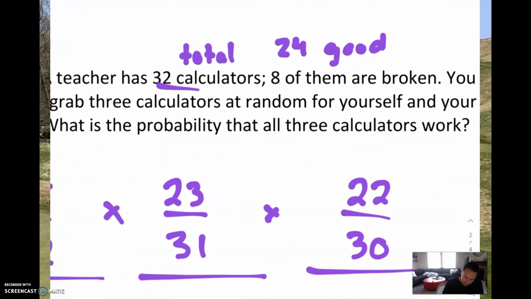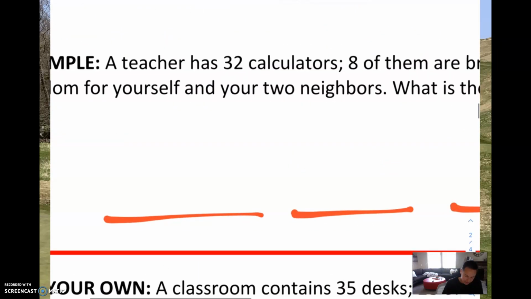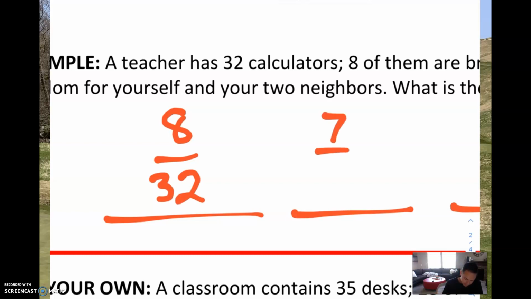And now I want to know what's the chance that all 3 of them are broken and they don't work. So what's the chance the first one is broken? There's 8 broken ones out of 32. Now you take that broken one away. How many broken ones are left? 7 out of a total of 31 calculators.